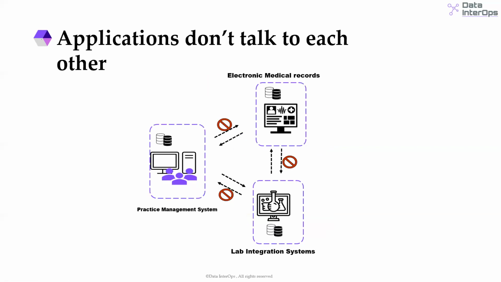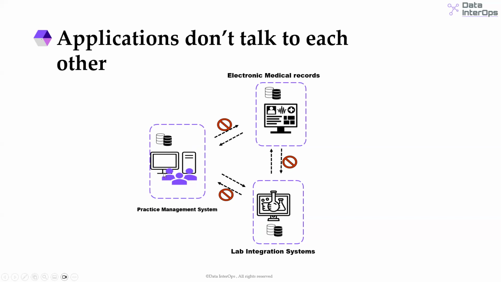So here we got introduced to three different applications. One is practice management, where the patient data is registered. Then you have electronic medical records, where the patient's medical records are reviewed. And then you have lab integration systems, where the lab is analyzing the patient samples. Now, the data is being exchanged between these three different applications. That's what I mentioned. But how do they exchange this data?